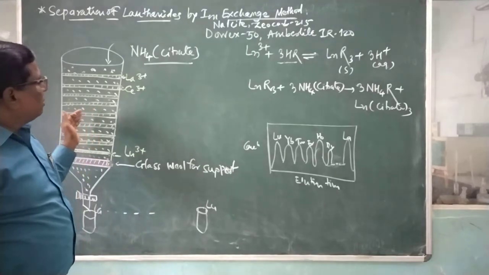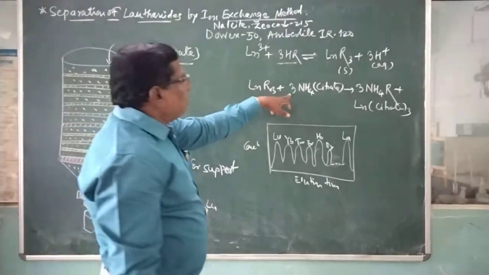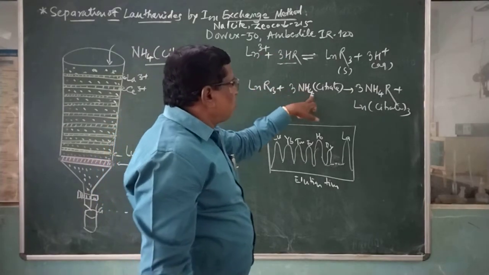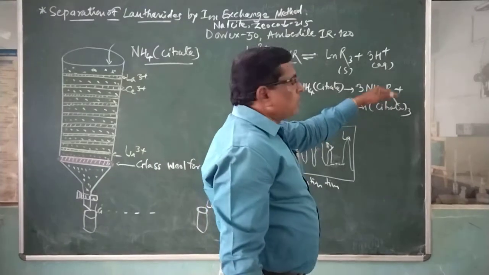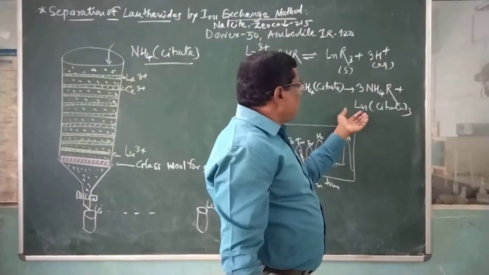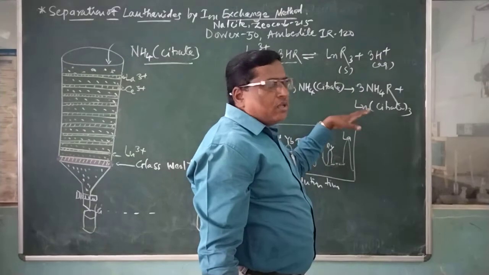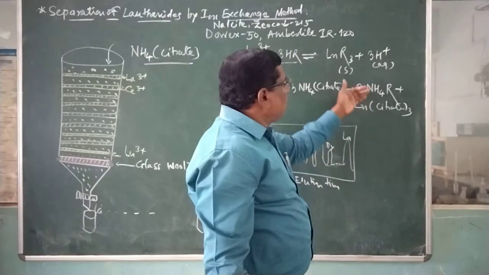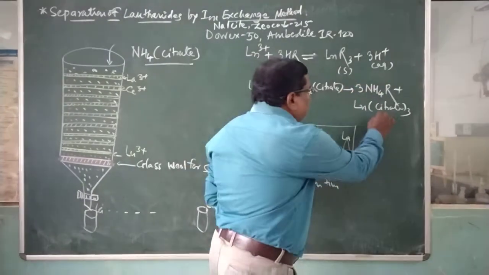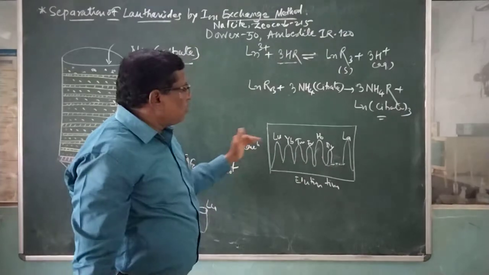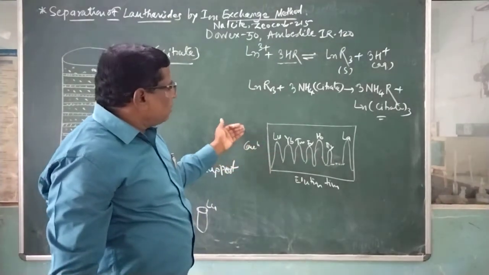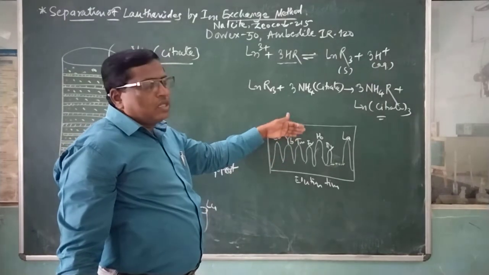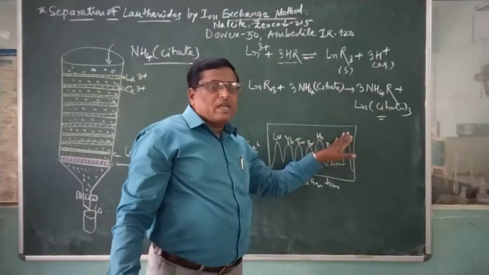In this way, once the ammonium citrate solution is added to LnR3, which is the resin part, the ammonium citrate solution gives 3NH4R, and the lanthanides which come out in the different fractions consist of the Ln citrate, that is, lanthanide citrates. This citrate part can be removed and each element can be obtained. First the lutetium is collected, then ytterbium, again thulium, and lastly lanthanum.